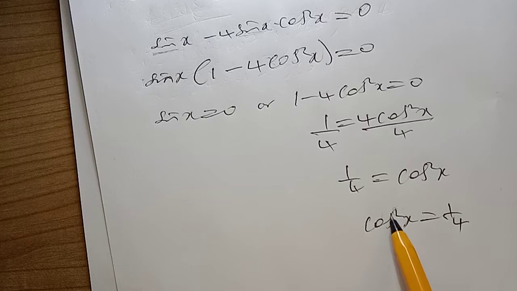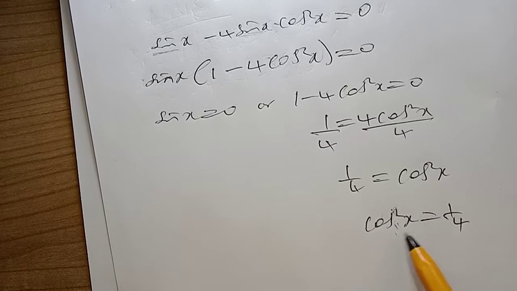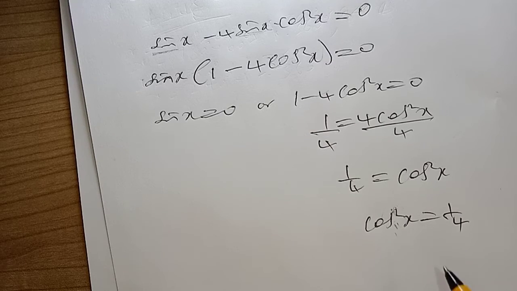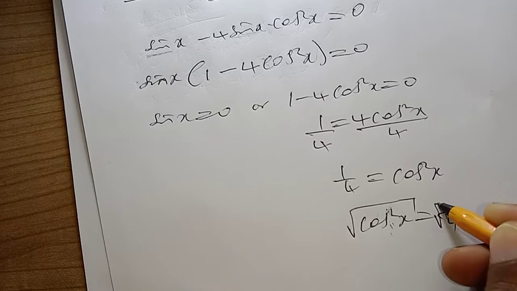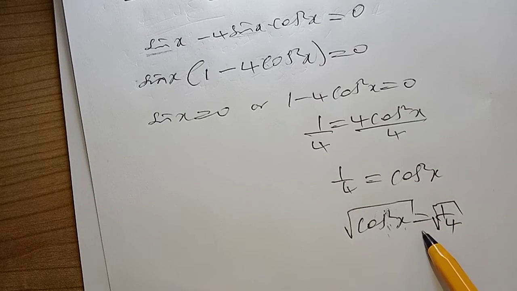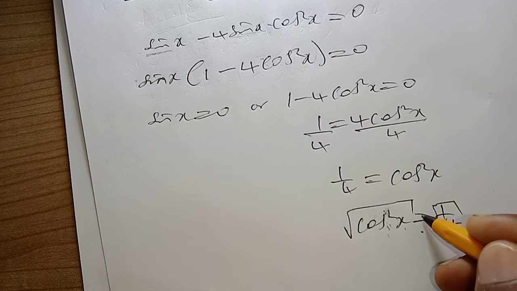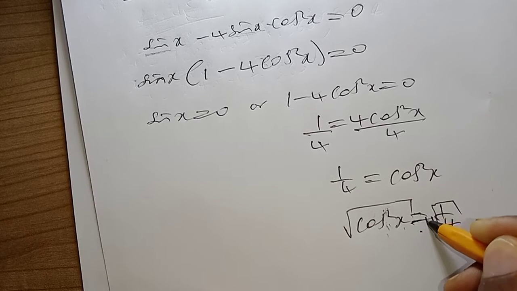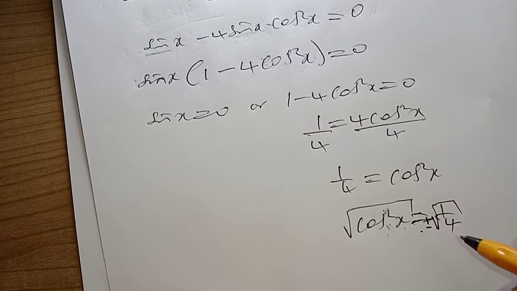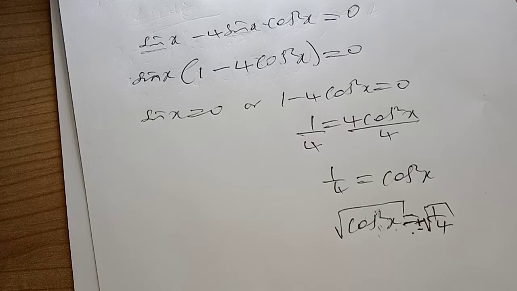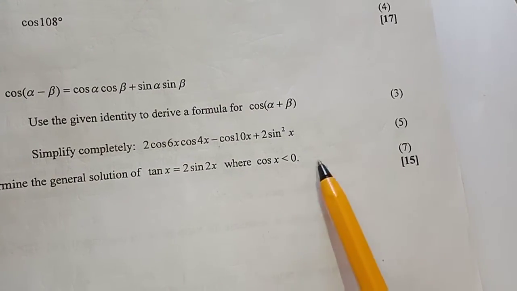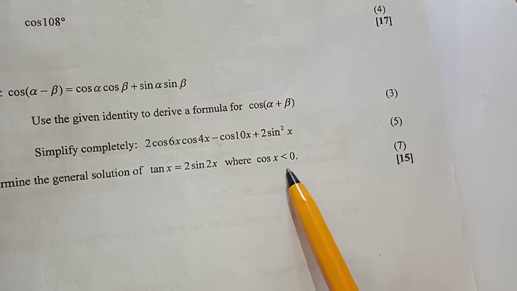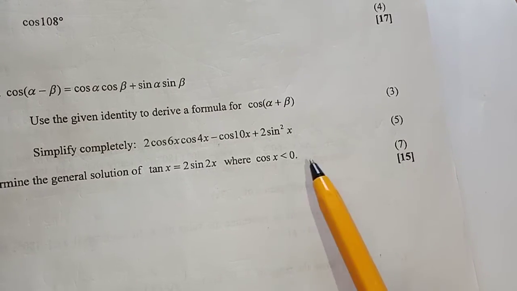Then we introduce the reciprocal of 2, which is 1 over 2 both sides. 1 over 2 is the square root. It means we introduce the square root both sides. But remember the square root is plus or minus. Then here we should have the plus or minus. I hope it's visible. And here we got the conditional restriction. They say the cos x should be less than 0. It means we're going to take the one which is negative.